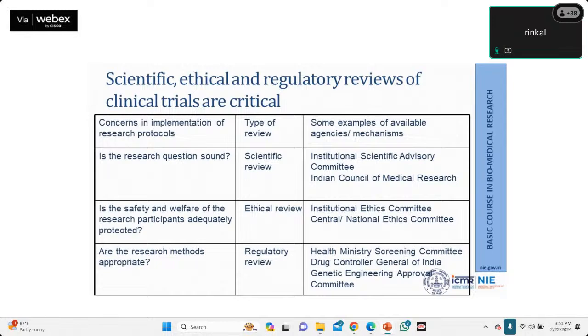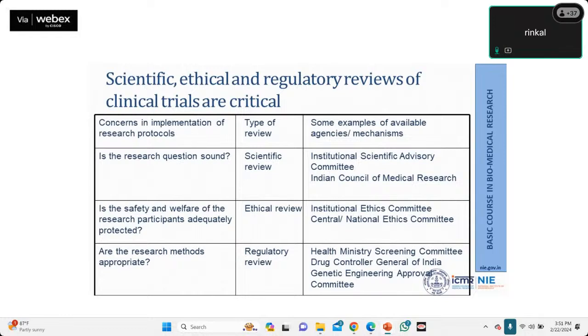The third is regulatory review, which is primarily whether the protocol or the project is meeting various regulatory requirements of the area, of the country, or of the region. That is to be reviewed depending on the type of the project. It may be the Health Ministry, it may be the Drug Controller General of India, or the Genetic Engineering Approval Committee. So depending on the intervention being used or the type of project, the concerned regulatory body will review the research methods and the protocol. So that is regulatory review.